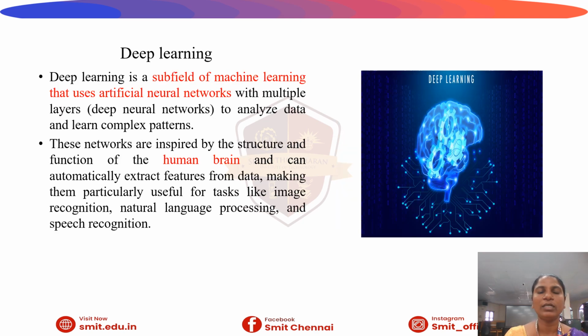Now we come to deep learning. Deep learning is a subfield of machine learning that uses artificial neural networks. It mimics the human brain. These networks contain multiple layers, which is why it is called a deep neural network. Using this deep neural network, we can analyze the data and learn complex patterns.